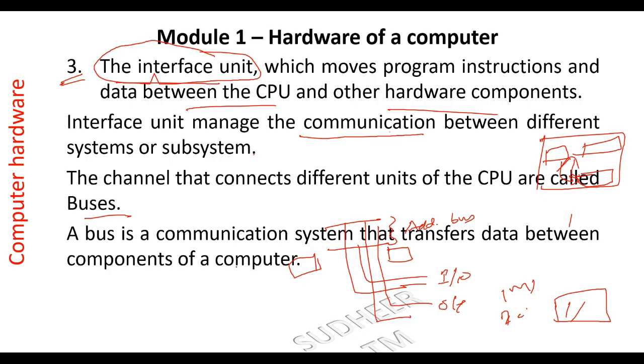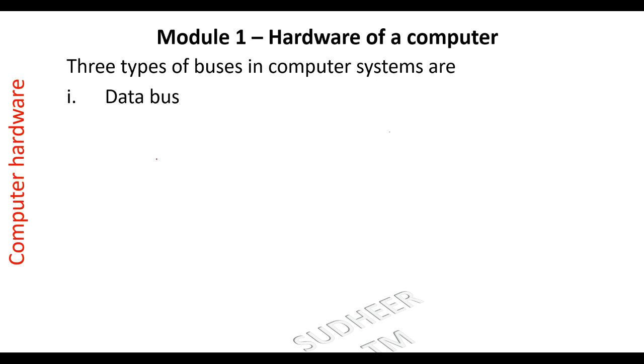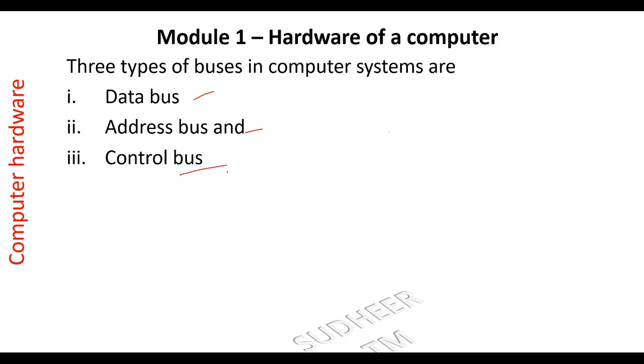So what do you mean by bus in computer organization or CPU? It is a physical channel, a conducting channel, that transfers the data between the different components of your computer. Three types of buses are there. First, we have seen the data bus. Second is the address bus, and third is the control bus. So the three types of bus in the CPU or computer architecture are data bus, address bus, and control bus.